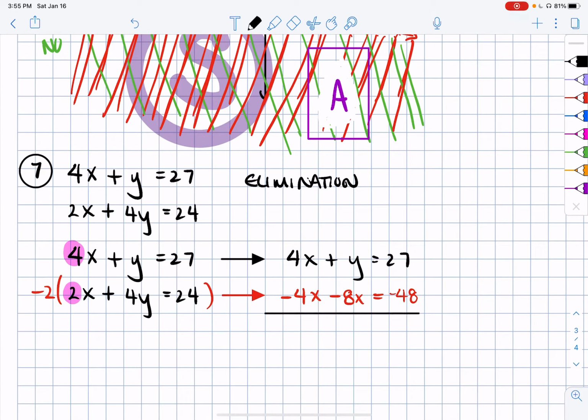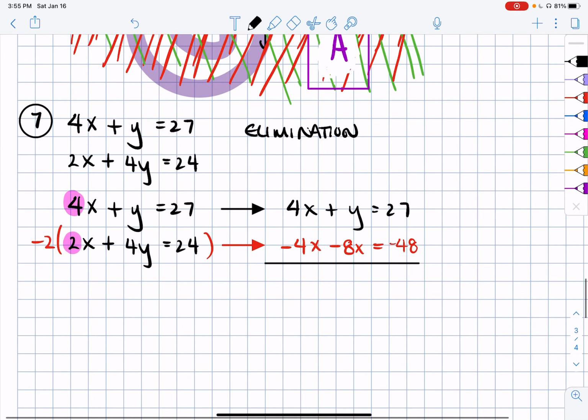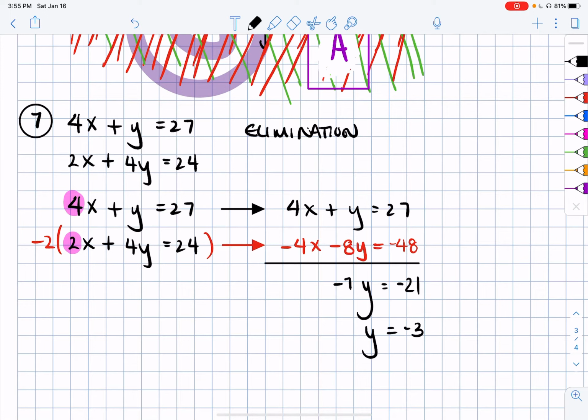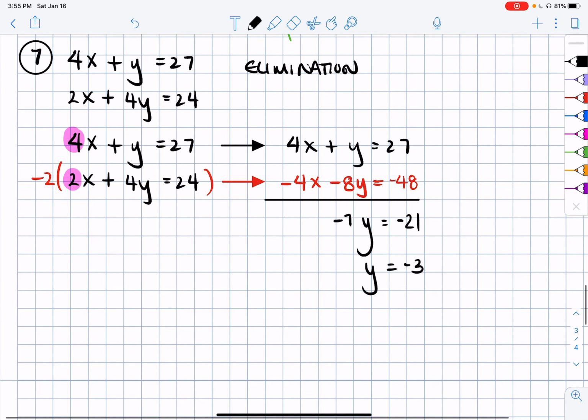Now, with elimination, I will add the 2. Notice that positive 4x and negative 4x goes away. I'm left with a negative 7y. Oh, shoot. Sorry, guys. That should be a y. Negative 7y is equal to a negative 21. So my y is equal to negative 3. Well, that's part of my answer.